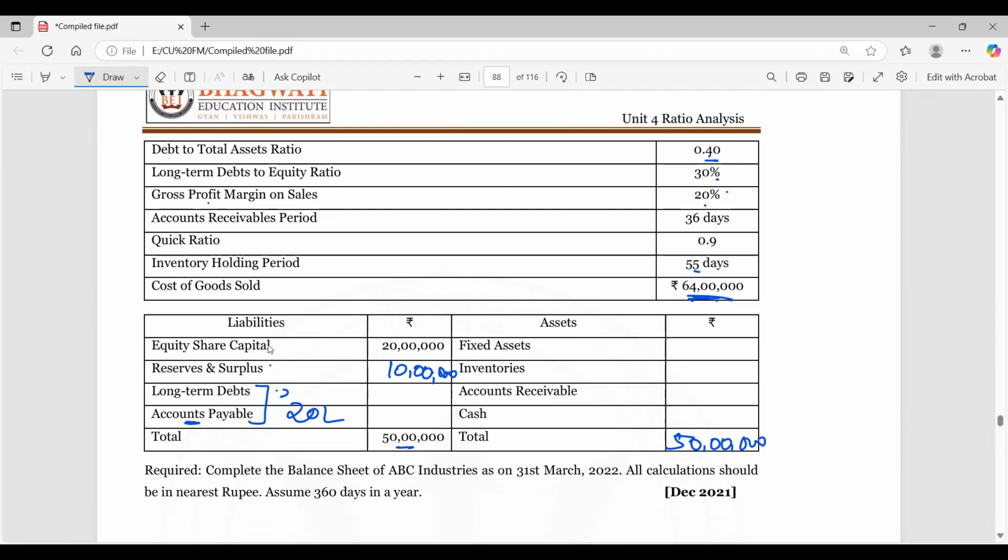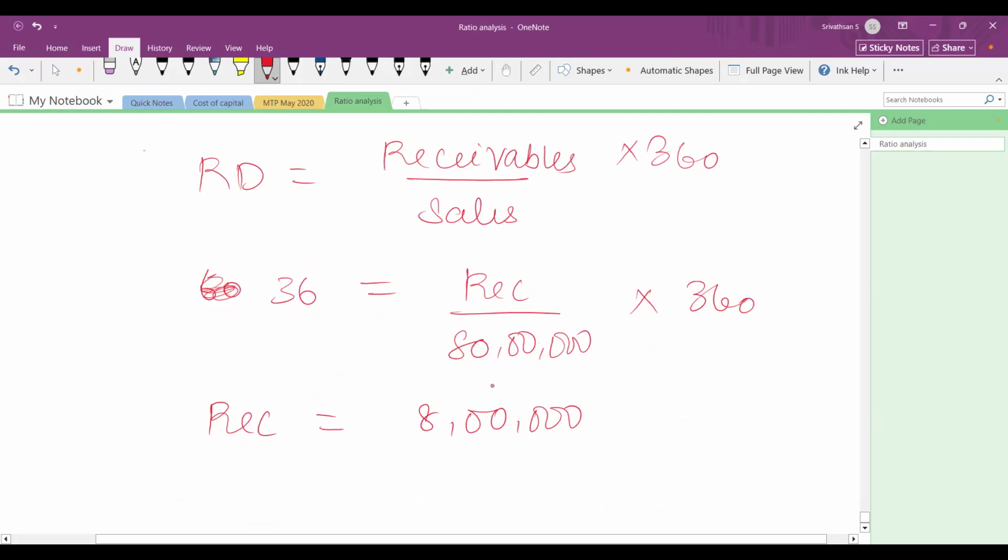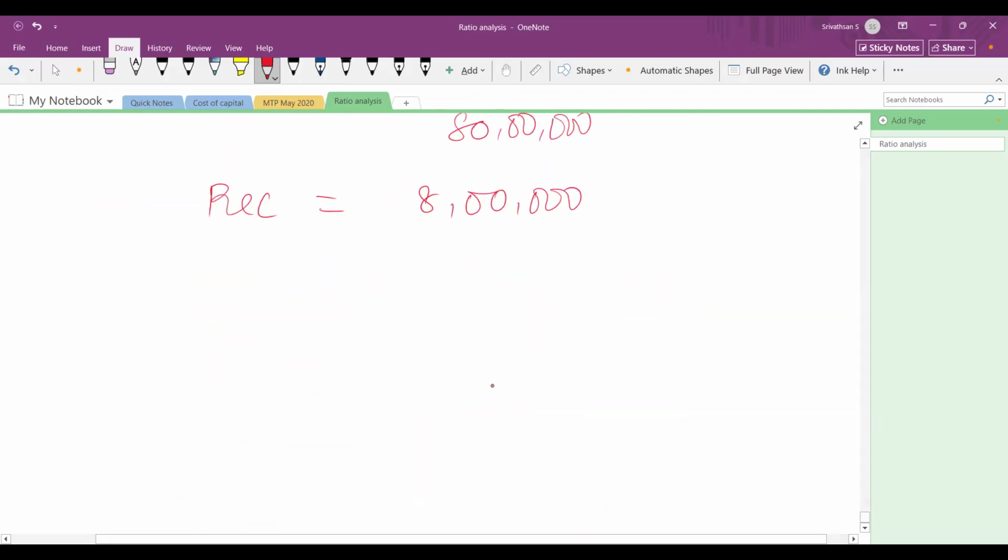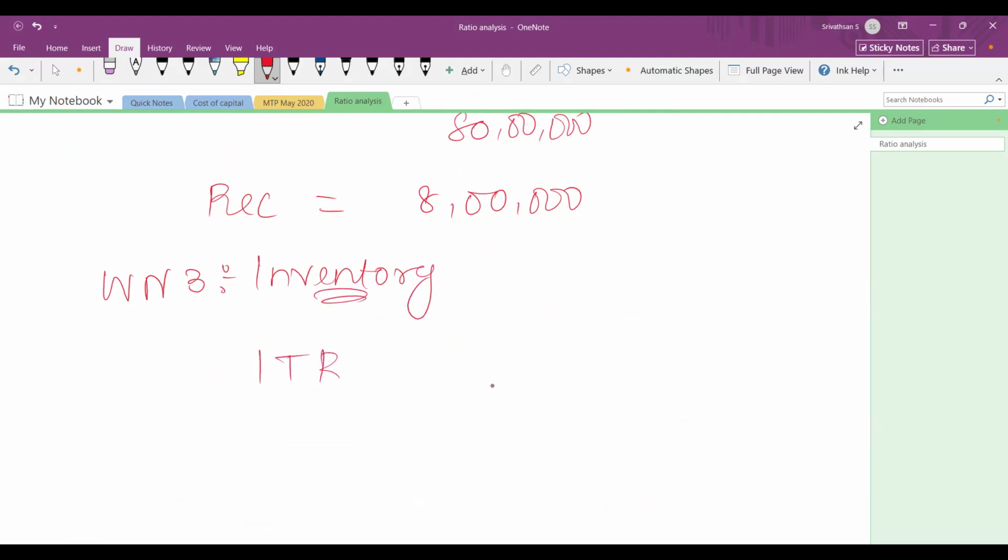We have long-term debt to equity ratio. But before that, let's calculate the inventory. Working note number 3. Inventory turnover is equal to COGS divided by inventory amount.